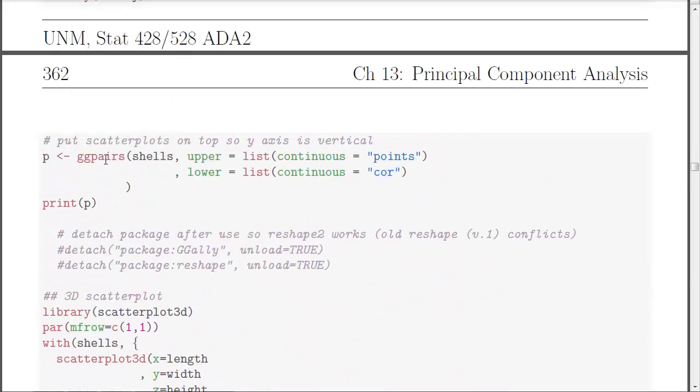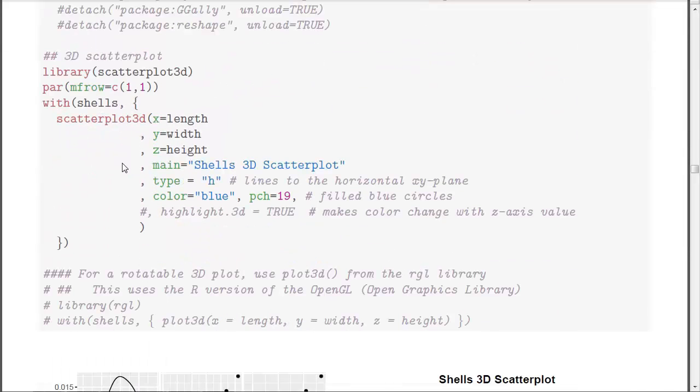The first is just using GG pairs. We're pretty familiar with that. And the second, we're using a library called Scatterplot 3D. And there's a function called Scatterplot 3D within that same library. You assign the X, Y, and Z variables, and the rest is I'm just putting in the title.